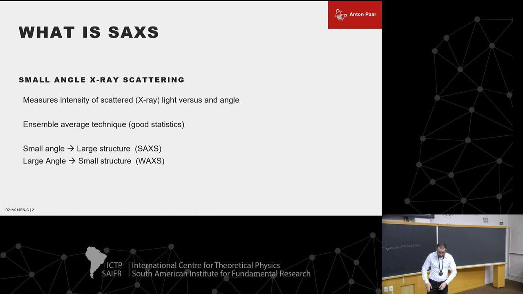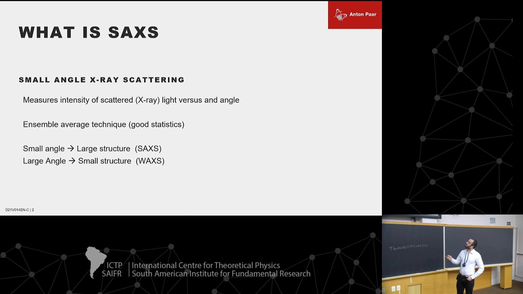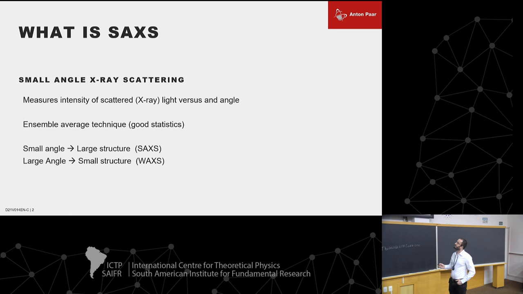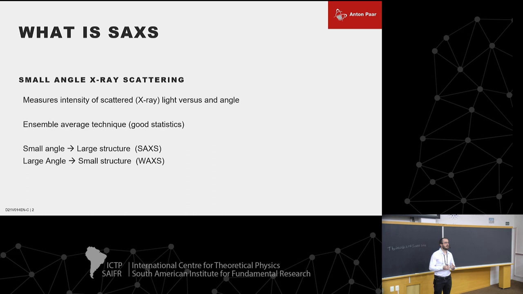SAXS, also known as small angle X-ray scattering, is a technique that measures the intensity of scattered X-ray light at different angles, normally small angles, right? It's a technique that relies on good statistics. When you consider a dispersion of particles, for example, or a thin film, you are not analyzing a small population. You analyze several thousands of particles at the same time. So it's a technique that relies on good statistics.